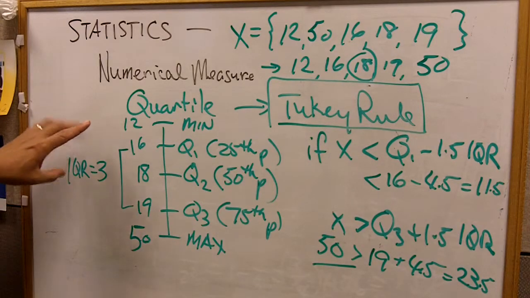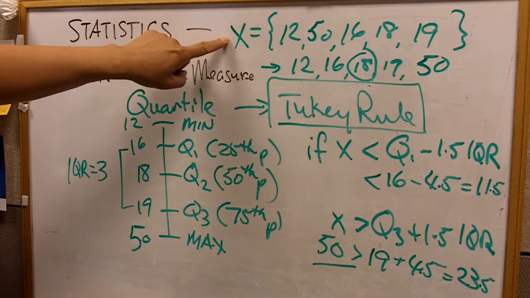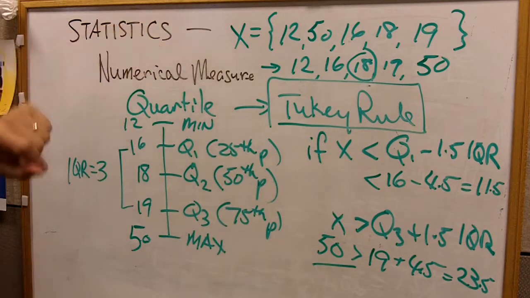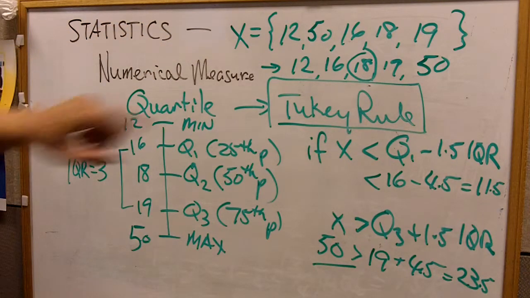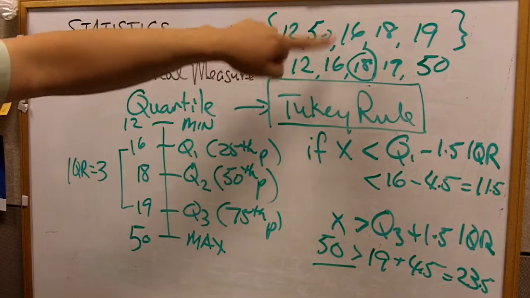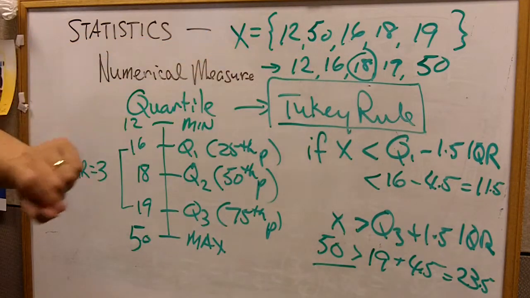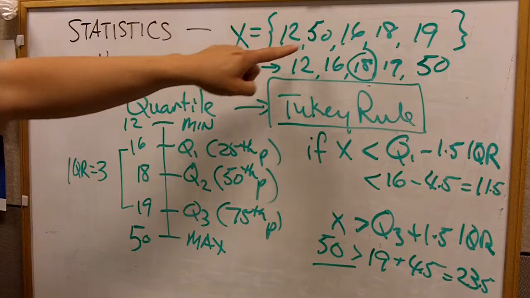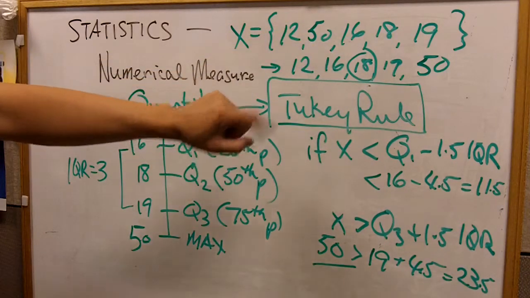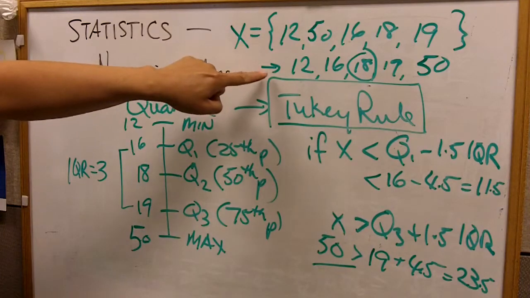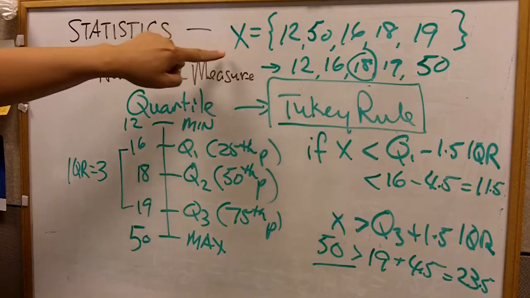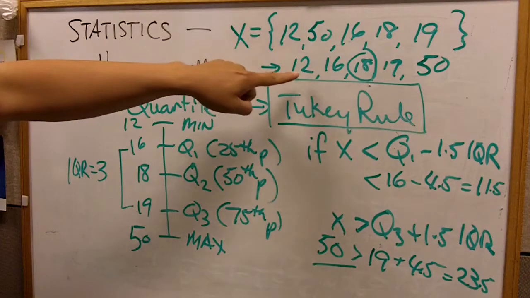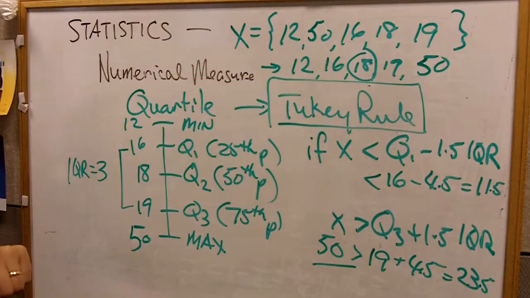So just a quick review. I'm using the data about the five hourly wage data points for five different employees, and I changed the value from 20 to 50 to make it an outlier, so to speak. So 12, 15, 16, 18, 19, and putting them in an ordered array from the smallest to the biggest.